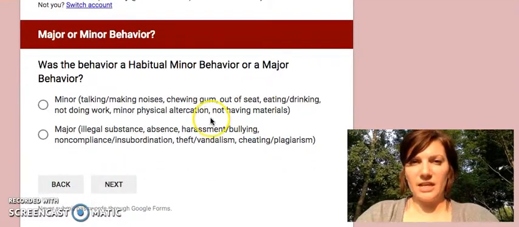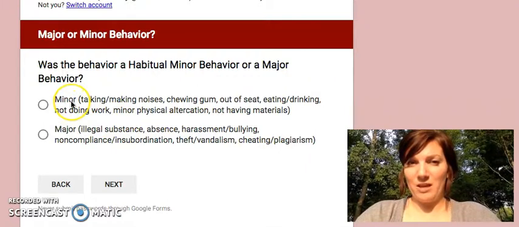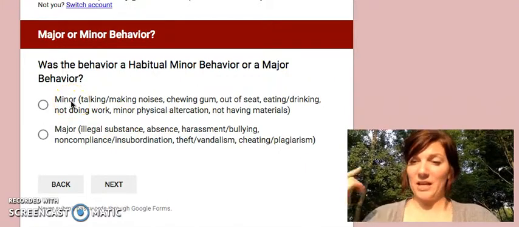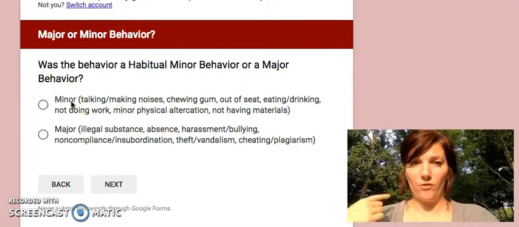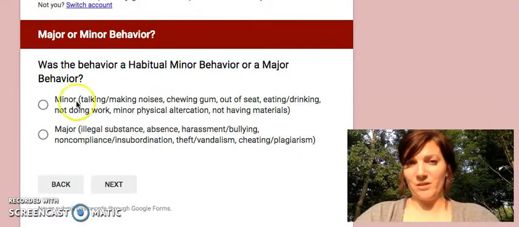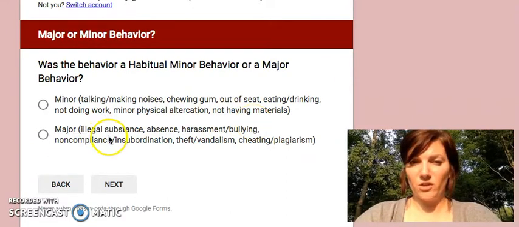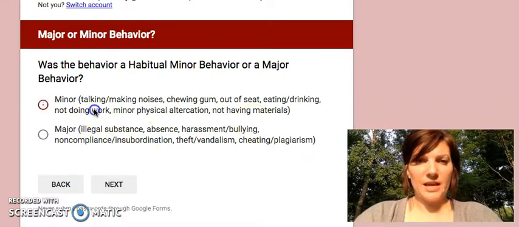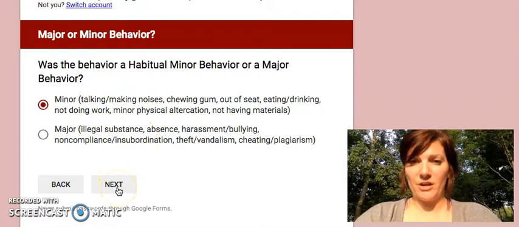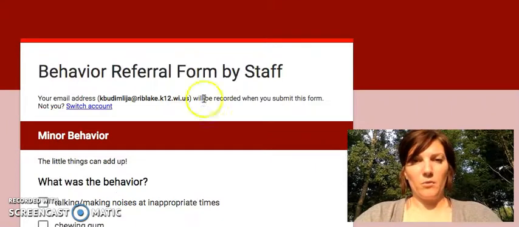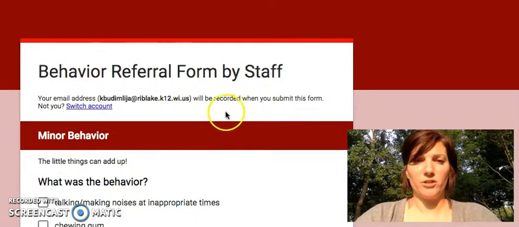The next screen is going to take you to, you'll notify me if the behavior is a minor behavior that keeps occurring over and over and over again. It's habitual. Remember, these are going to be things like the talking and making noises, chewing gum, being out of the seat, those things, or if it's a major thing. Okay, so let's just say if it was a minor behavior that occurred in a classroom over and over and over, you will click there, and then it will bring you to the minor behavior section.